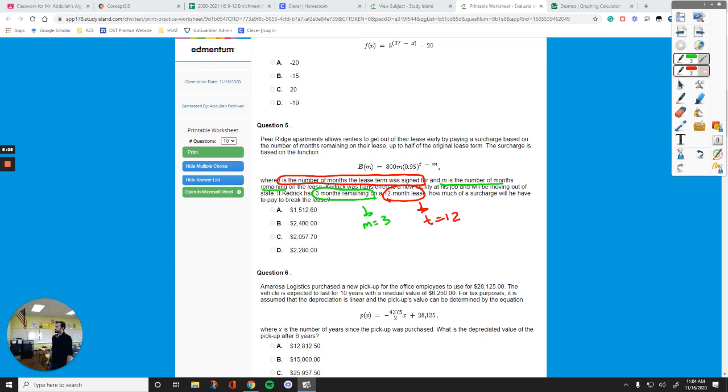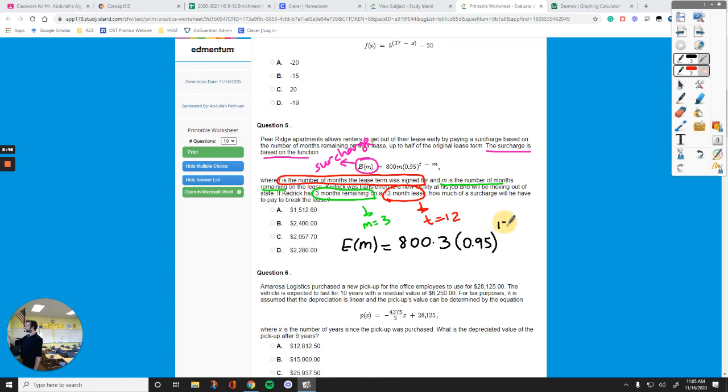Okay, all we have to do is just plug in the numbers. That's it. How much of a surcharge? And this was the surcharge, by the way. This right here is the surcharge. Because it's that function, that's what it says. Okay, let's just rewrite the whole thing. E of M, which is the surcharge that we need to calculate, equals 800 times M, which is 3, times 0.95 to the power of T equals 12 minus M equals 3.